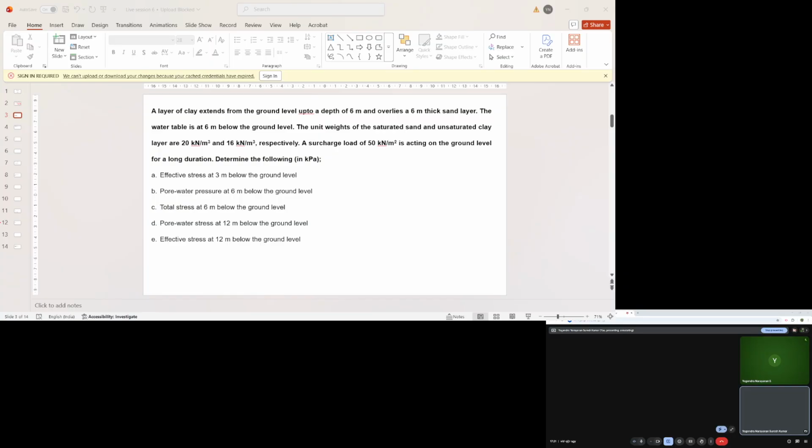And the pore water pressure at 12 meters below ground level. So this is done. This is the pore water pressure at 12 meters below ground level. Let us assume the unit weight of water is 10 kilonewtons per meter cubed. It starts from 6 and extends up to 12, which gives us a water column of 6 meters. Then the pore pressure is going to be 60 kPa.